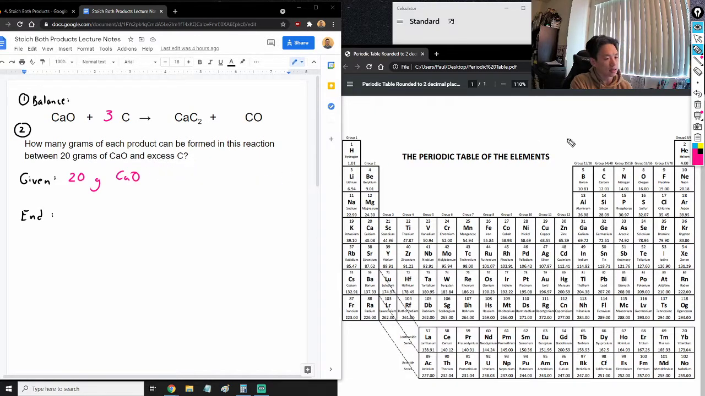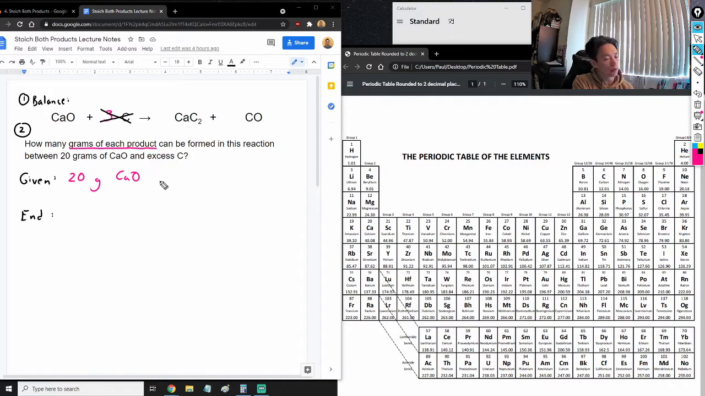Since there's excess carbon, we don't need to worry about carbon. If there's excess, we can basically just ignore that chemical. So for the purpose of the stoichiometry problem, we can basically ignore the carbon. Now for the end, this is where it gets a little bit different from what we've been doing. It asks us how many grams of each product.